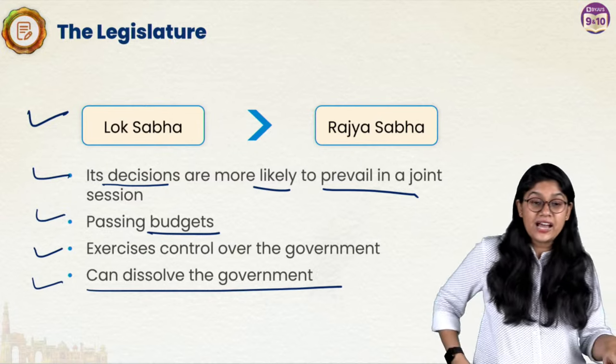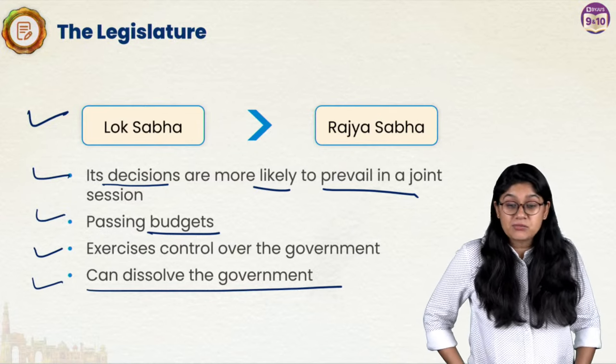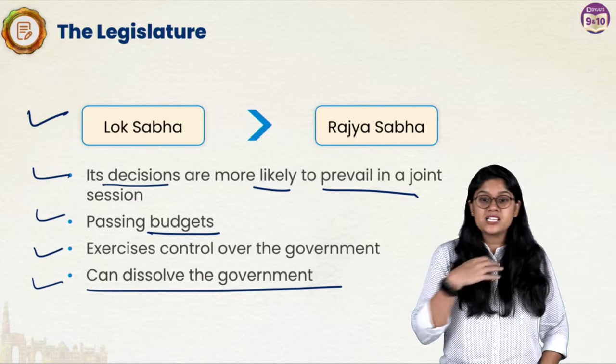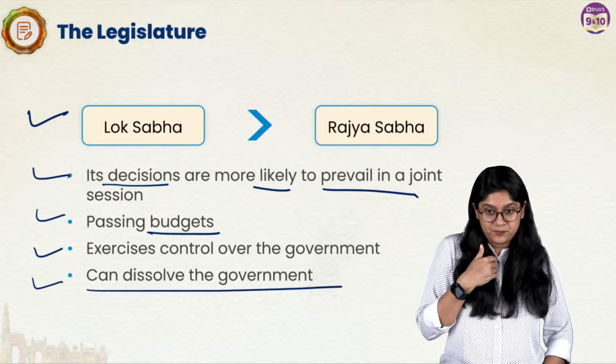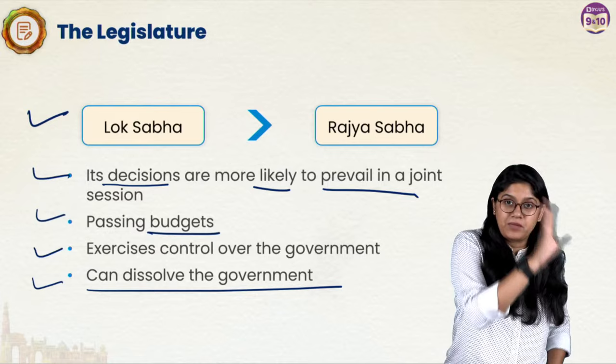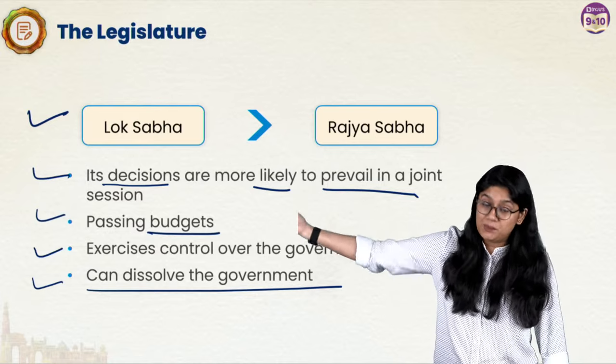Many of you are asking why Lok Sabha is more powerful. See, first of all, it has people who are elected by us. They are the ones who are directly making the laws and policies. Definitely from there it will go to the Rajya Sabha and then to the president.